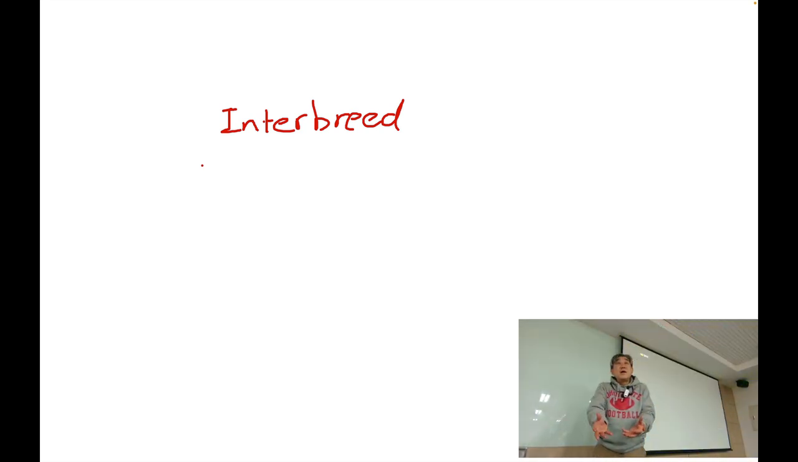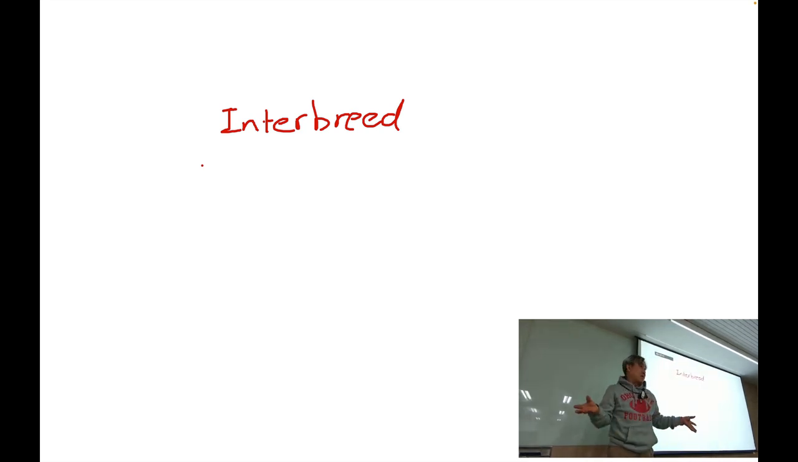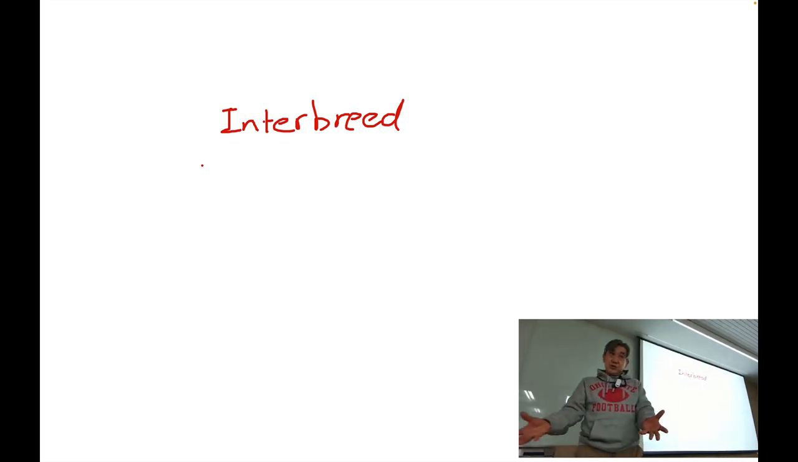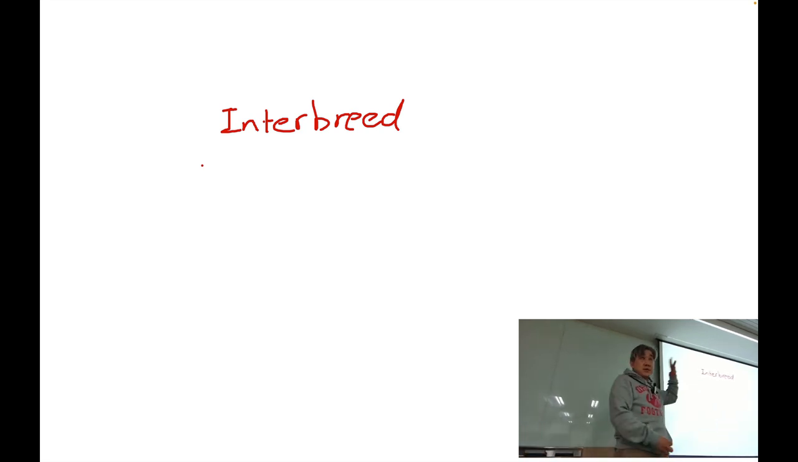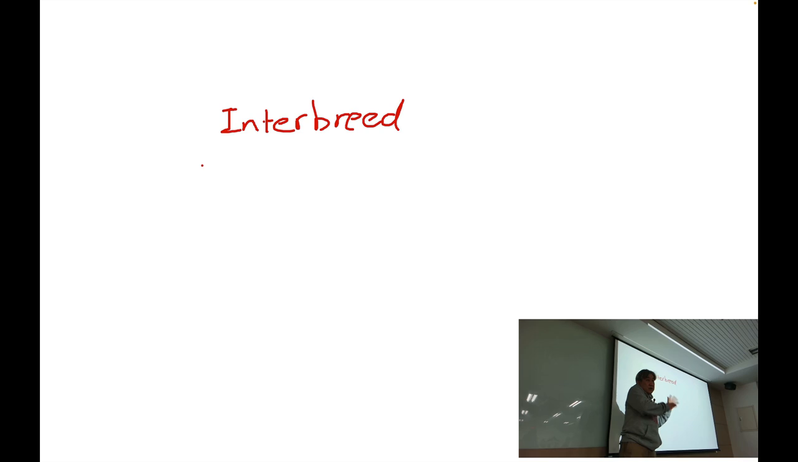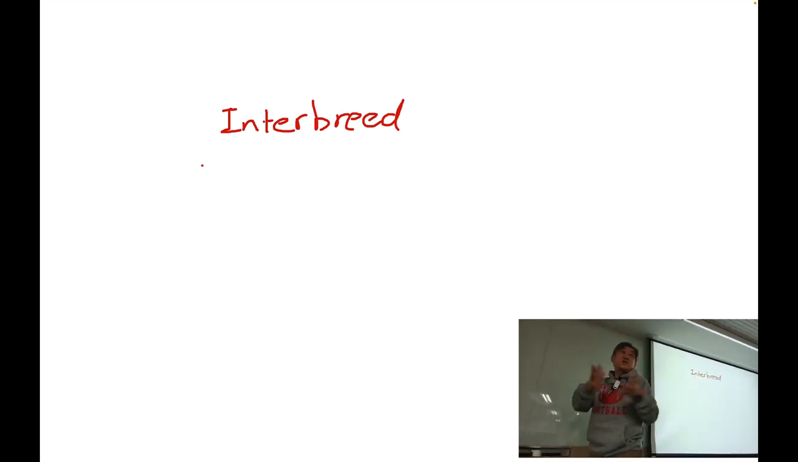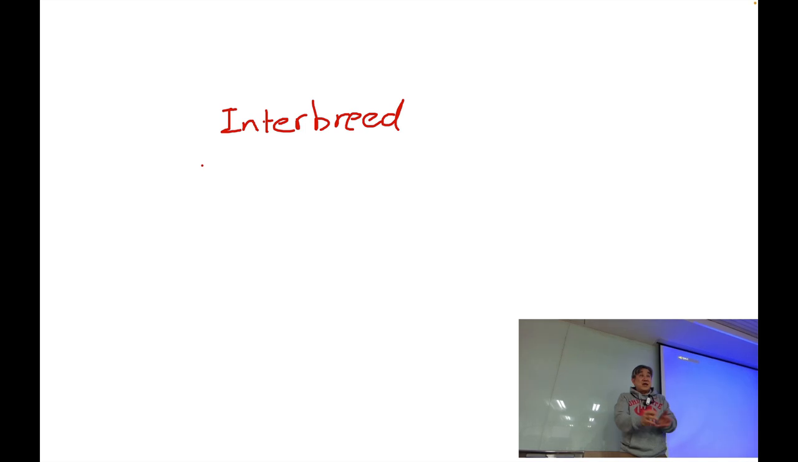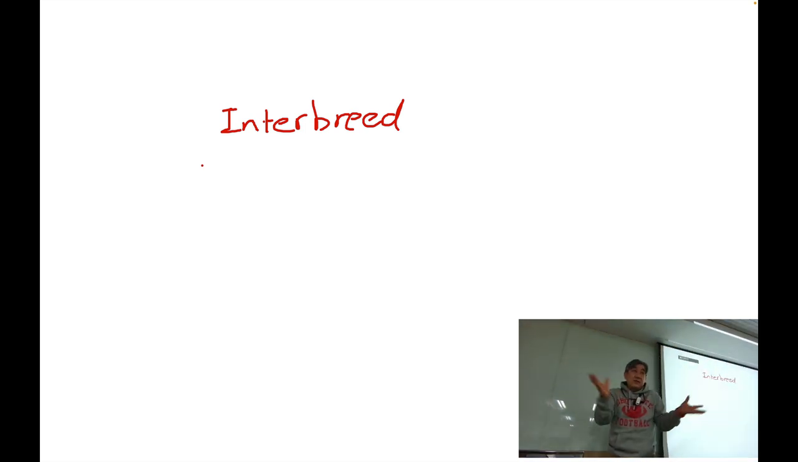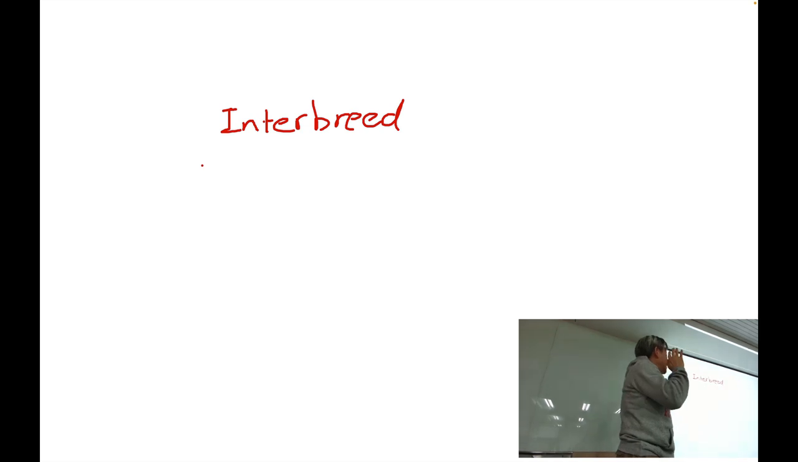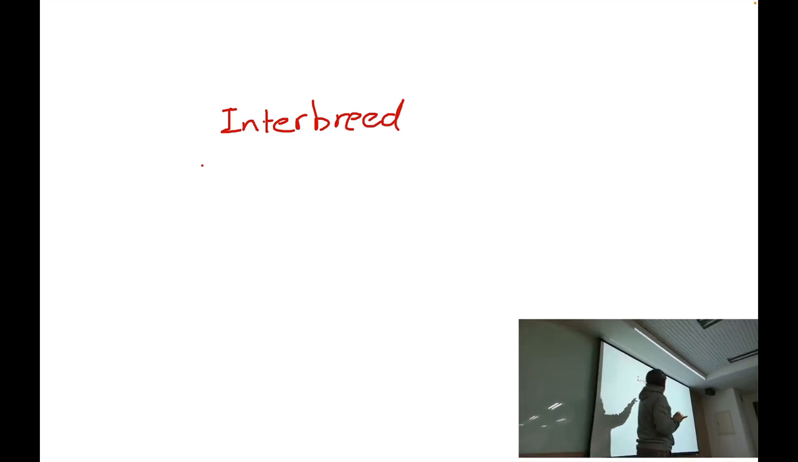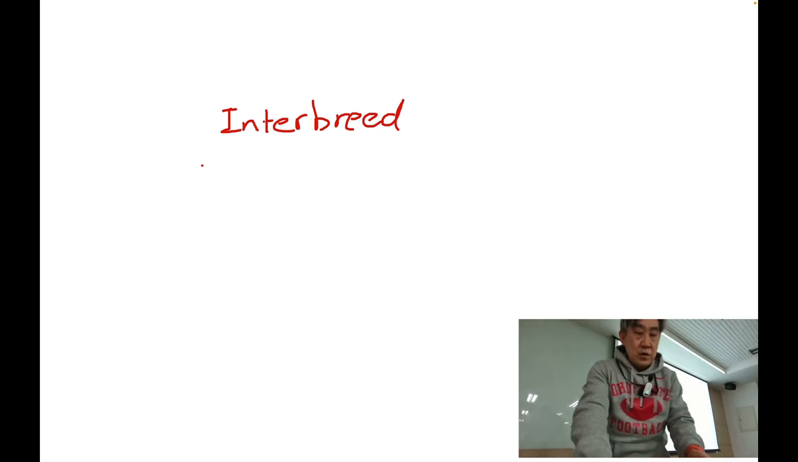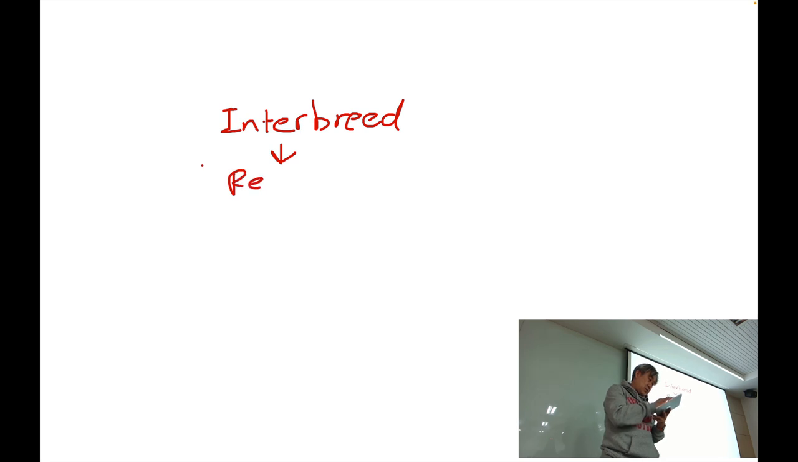So what's going on here? Unfortunately, the mule is sterile. The mule cannot reproduce because there are mechanical differences in their chromosome structure and number. That's why, no matter how they try, they cannot do this. So this ability to interbreed, in other words, we can put this into something like reproductive isolation.